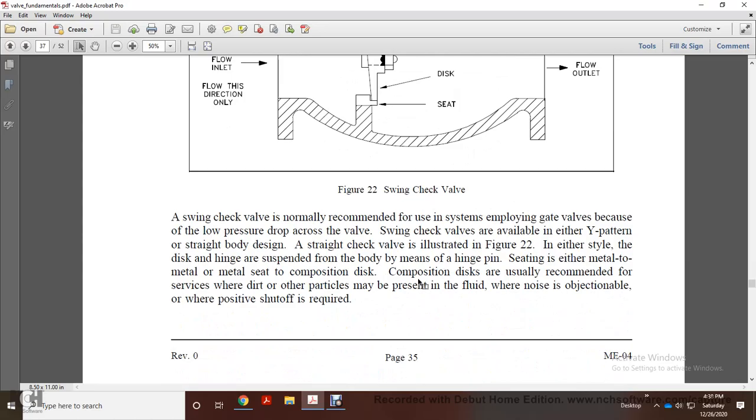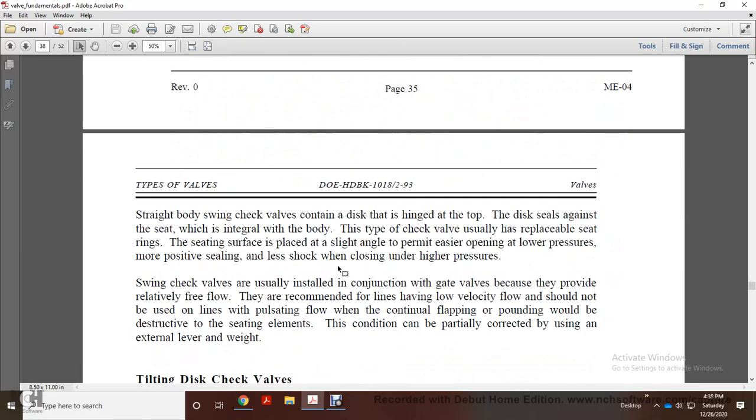Swinging check valves are either the Y pattern or straight body design. A straight check valve is illustrated in figure 22. In either style, the disc and hinge are suspended in the body by means of a hinge pin. Seating is either metal to metal or metal to seat. Composition discs are usually recommended in service where dirt or other particles may be present in the fluid, where noise is objectionable, and where positive shutoff is required.